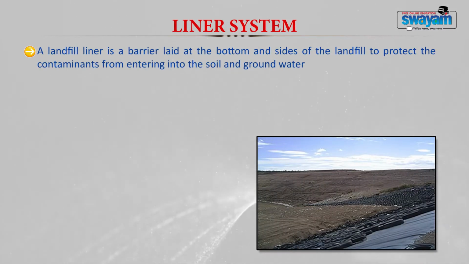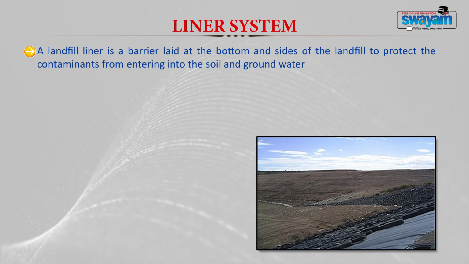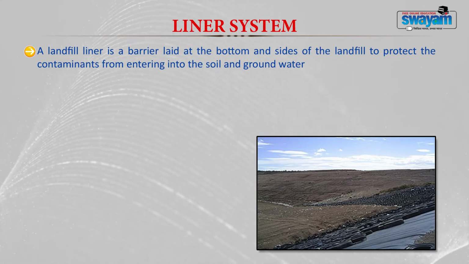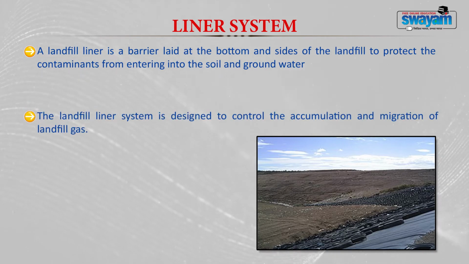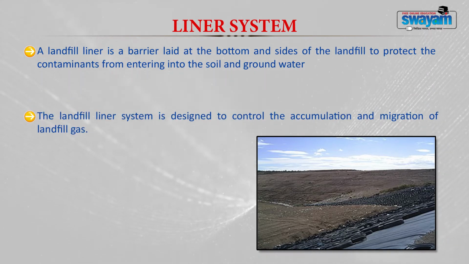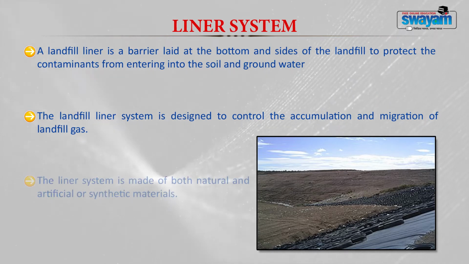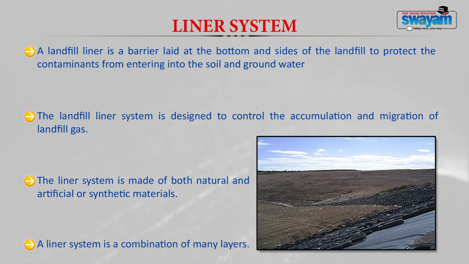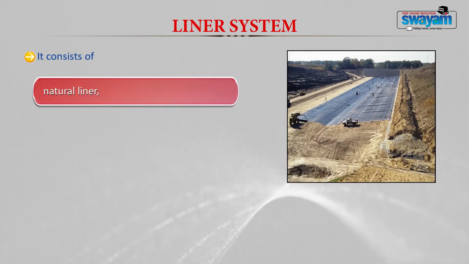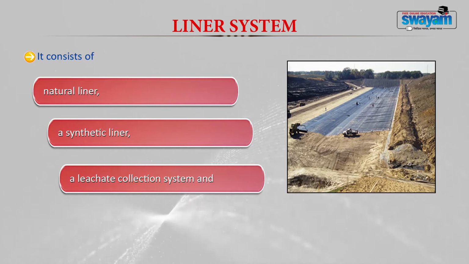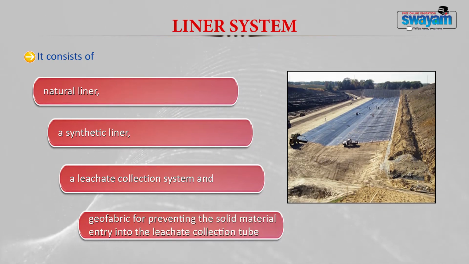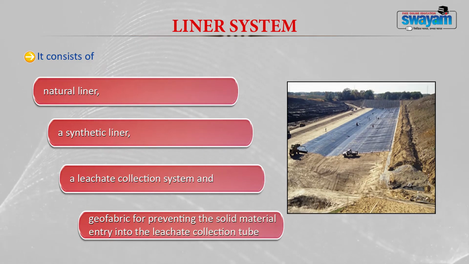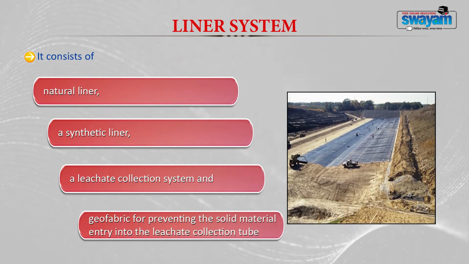Now, a landfill liner is nothing but a barrier that is laid at the bottom as well as on the sides of the landfill to protect the soil and groundwater from contaminants. The landfill liner systems are also designed to control the accumulation and migration of landfill gas. The liner system can be made of both natural as well as artificial or synthetic materials. A liner system is generally a combination of many layers and it consists of a natural liner, a synthetic liner, a leachate collection system and a geofabric for preventing solid material entry into the leachate collection tube. These become the components of a liner system.